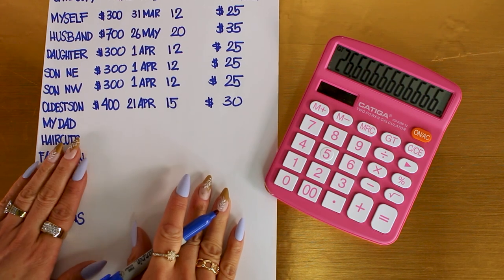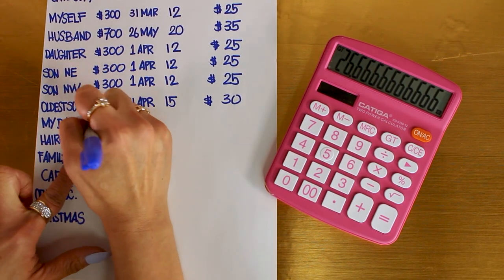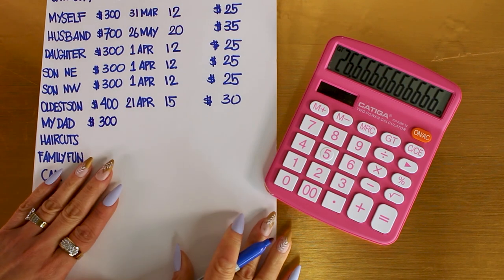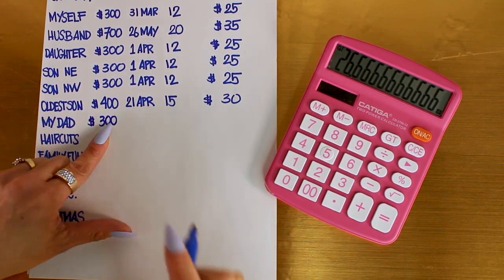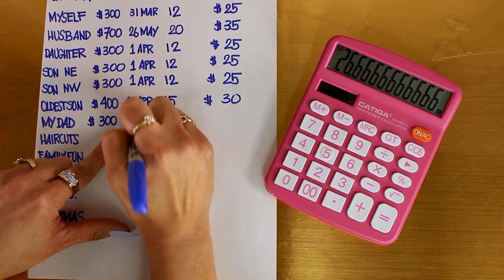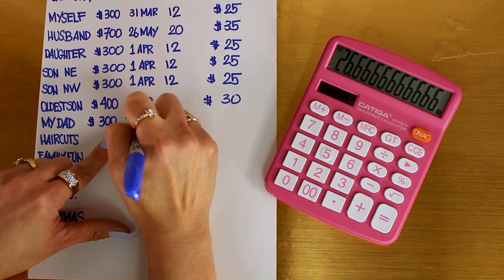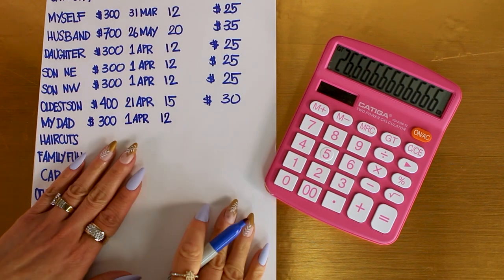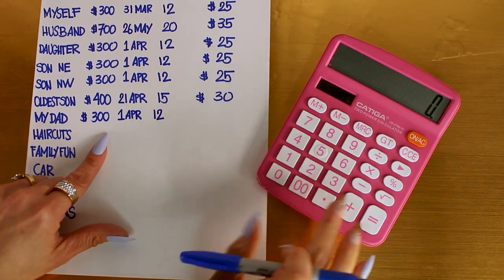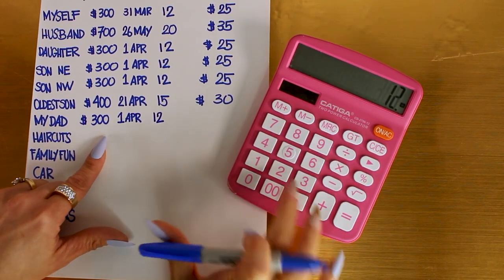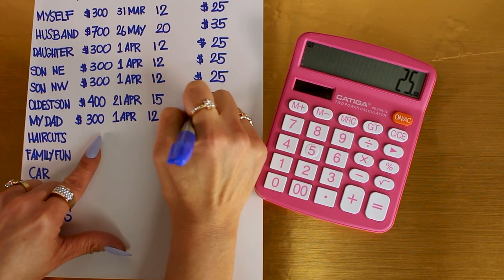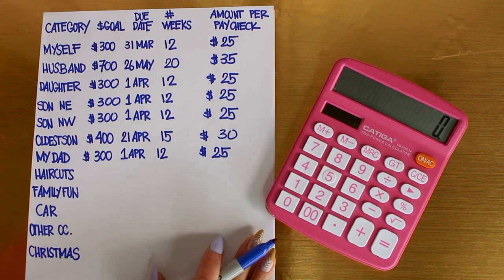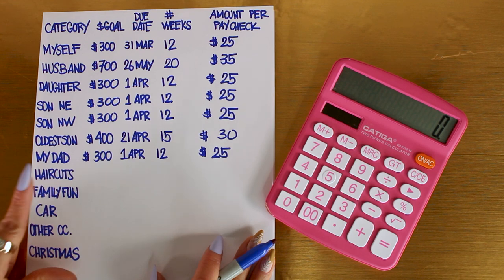So for now, let's set him up with $300. Okay. And I'm going to need this at the end of March or by April 1st, and that's going to be 12 weeks. And so we do $300, we divide that by 12, and that's $25 per paycheck I need to put in his envelope. Okay, so let's now go to our next category, which is haircuts.